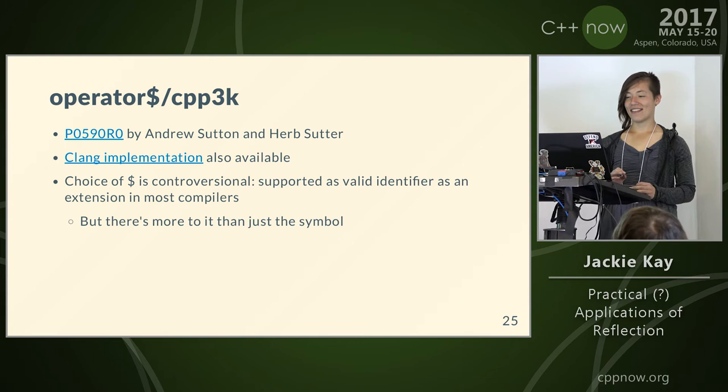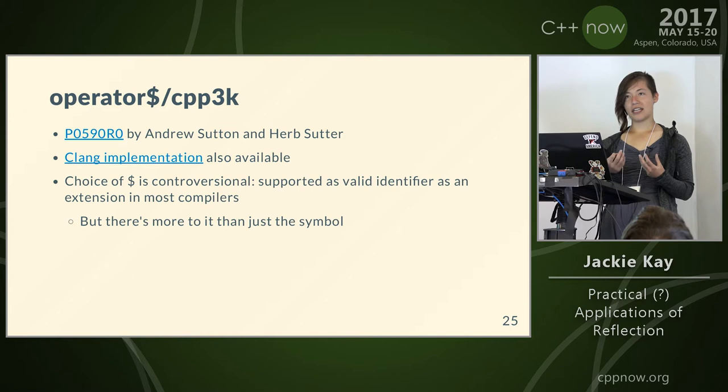But that's just a bike shed issue. I don't care about that much. I care more about what the power of the API is. How can we measure that? What will this allow me to do? And also, what does it look like? Is it expressive? Is it something I'd like to use?